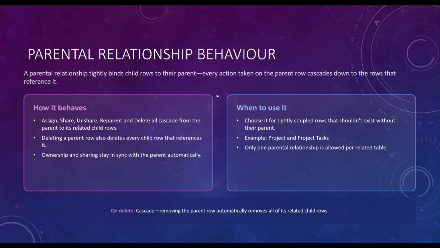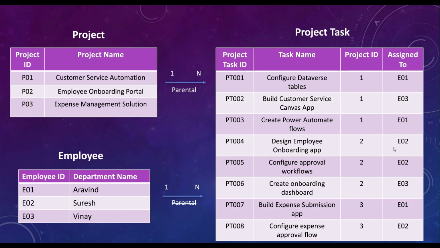So when to use parental behavior? Choose it for tightly coupled rows that shouldn't exist without their parent. For example, project and project task. If we are deleting a project, then we no longer need to have the project task, so those also have to be deleted. And this final point is important. Only one parental relationship is allowed per related table. So I'll explain this also.